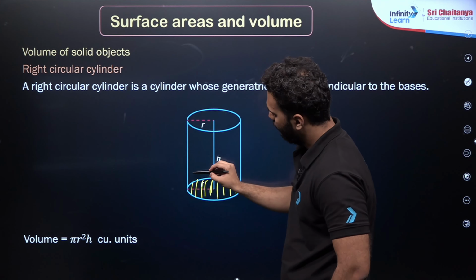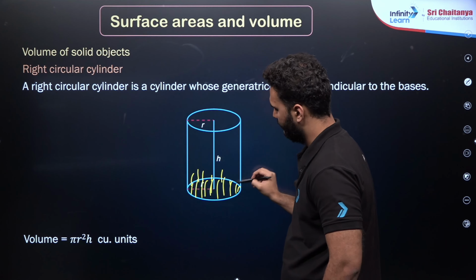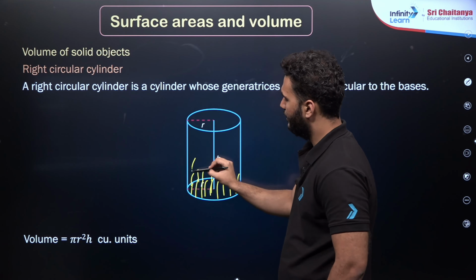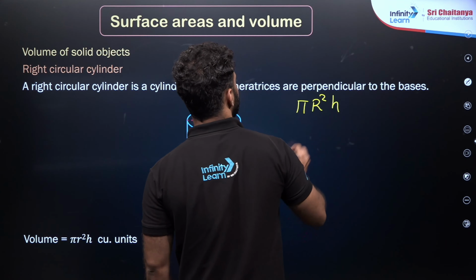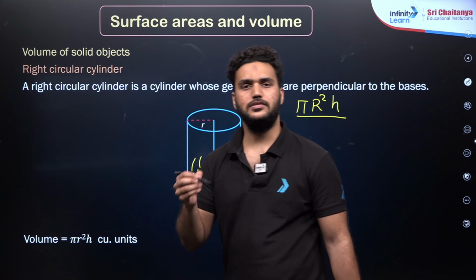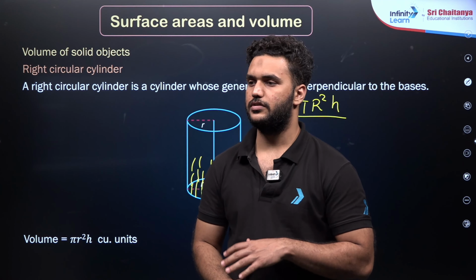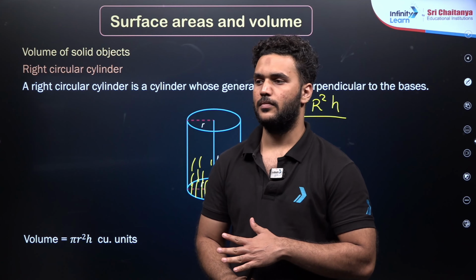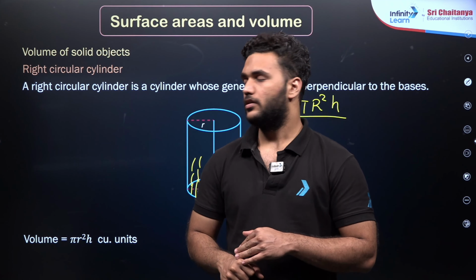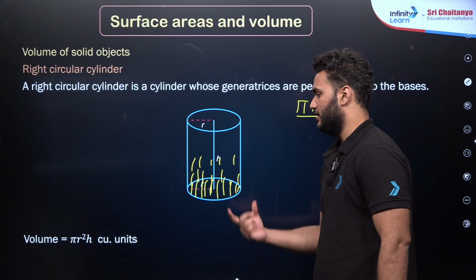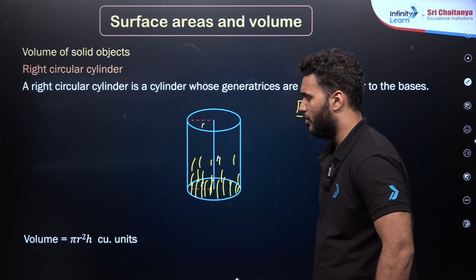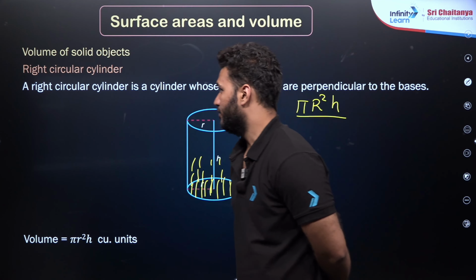Then another layer of water will cover. How many layers will there be? Sir, h times. Then multiply by h. This is the volume of a right circular cylinder. Any doubt till yet? That's how you can find the volume of a cube and the volume of this cylinder.